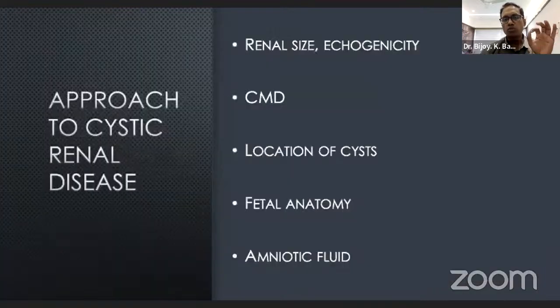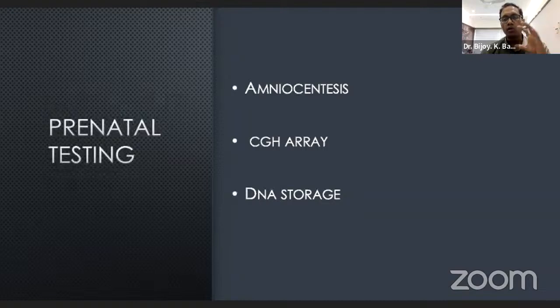So your approach to cystic renal diseases has to be one, to look at the size, look at the echogenicity, look at the CMD, look at the location of these cysts, look at the entire fetal anatomy, and look at the amniotic fluid. This is how you would proceed when you try to make the diagnosis of what kind of cystic disease you're looking at. And when you find that they are non-isolated or point towards a particular syndrome, you should offer genetic testing in the form of microarray and store their DNA for further analysis.